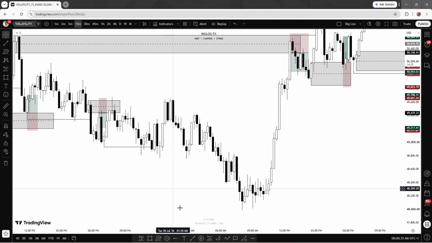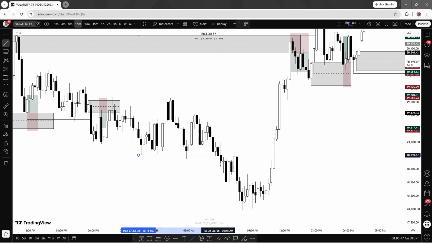So the next zone we are going to mark is what? This high. We'll mark this high or this one. Anyone you want to mark. Mark this zone like this. Broke it somewhere here.